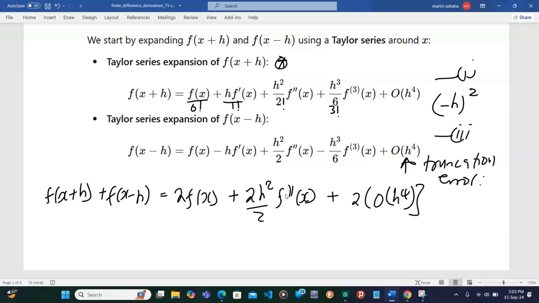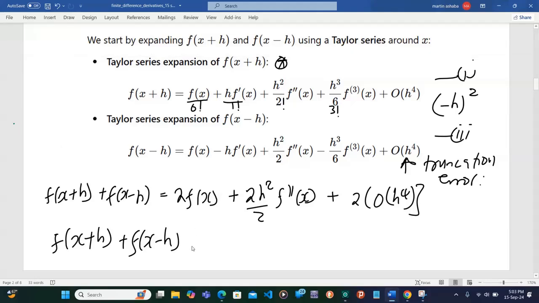So this and that will go so that I have f of x plus h plus f of x minus h equal to, this and that will go. Let me put this f of x on the other side.